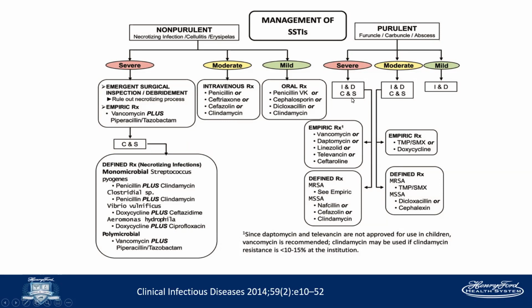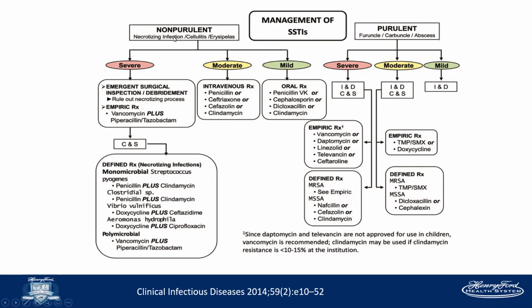In severe cases, you want an I&D and also start empiric IV antibiotics: vancomycin, daptomycin, linezolid. Again, in this case, you're targeting MRSA because the studies have shown that when you have an abscess or any type of purulence associated with a skin and soft tissue infection, Staph aureus, in particular MRSA, is the more likely etiology, more so than streptococcus.